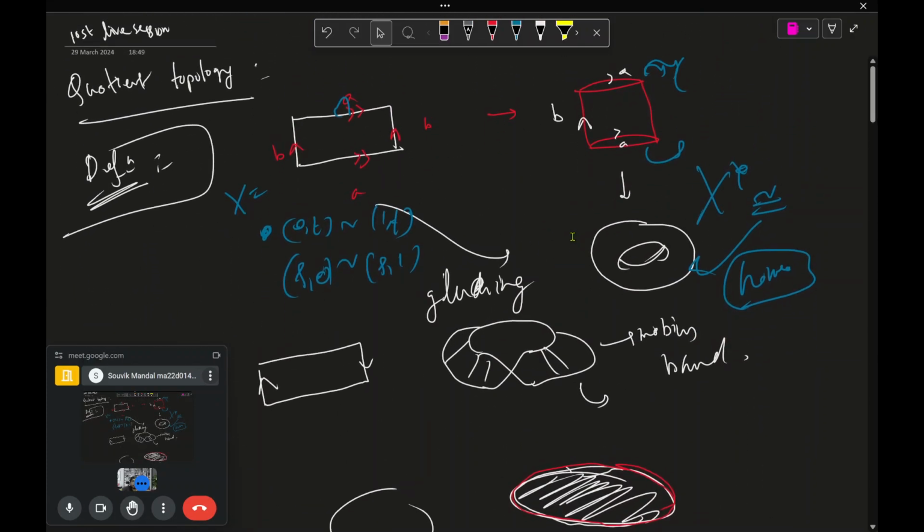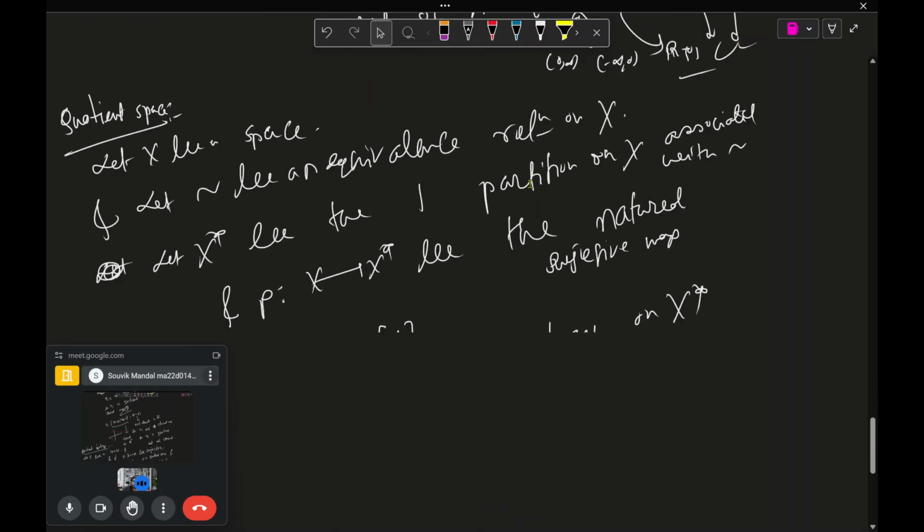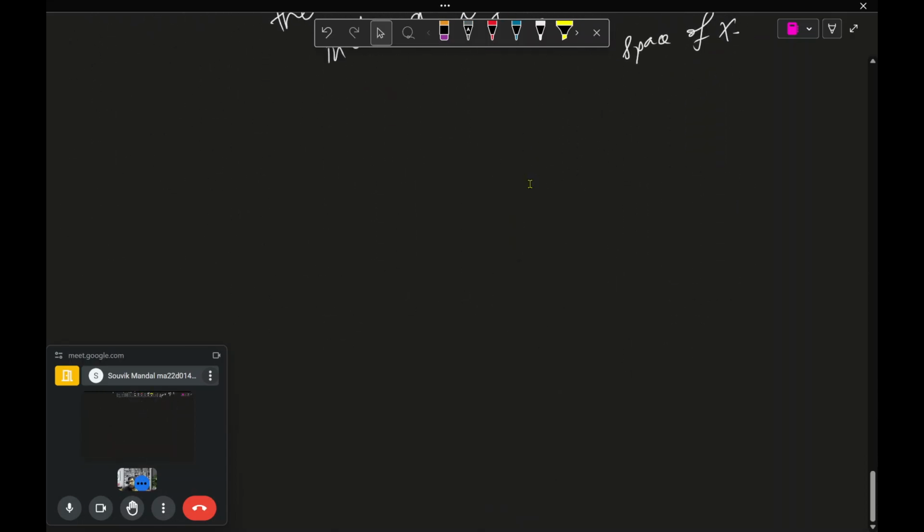First, we try to show that the rectangle with the horizontal identification and the vertical identification is the torus. So let's first give the definition of the torus. And then we shall prove that a disk with the boundary identified to a single point is homeomorphic to the sphere. For that we need to prove this fact first.